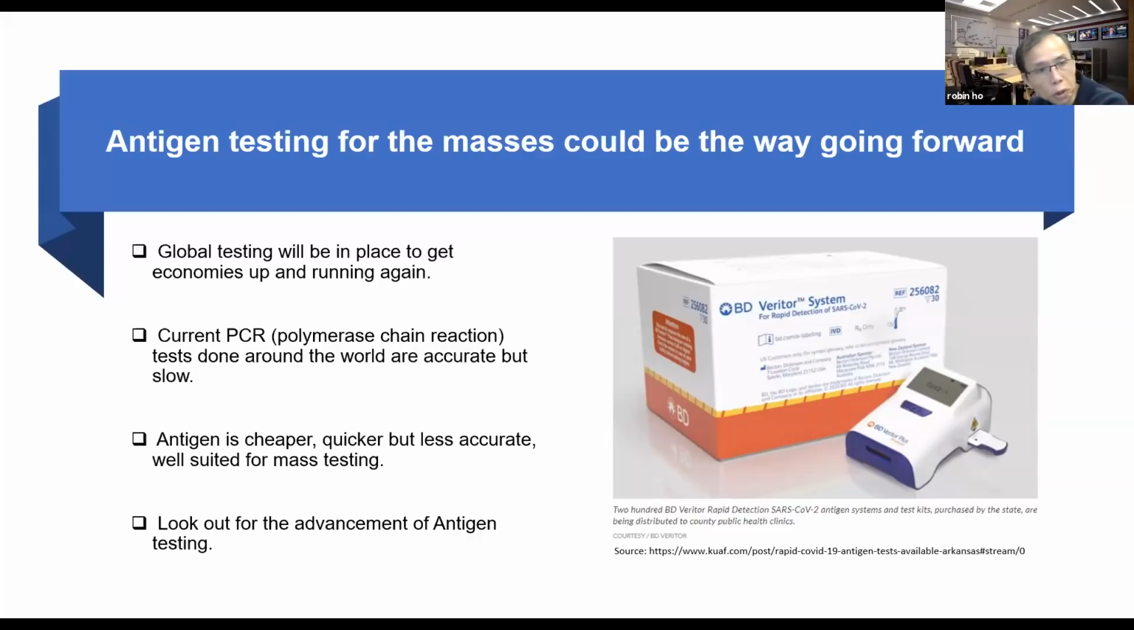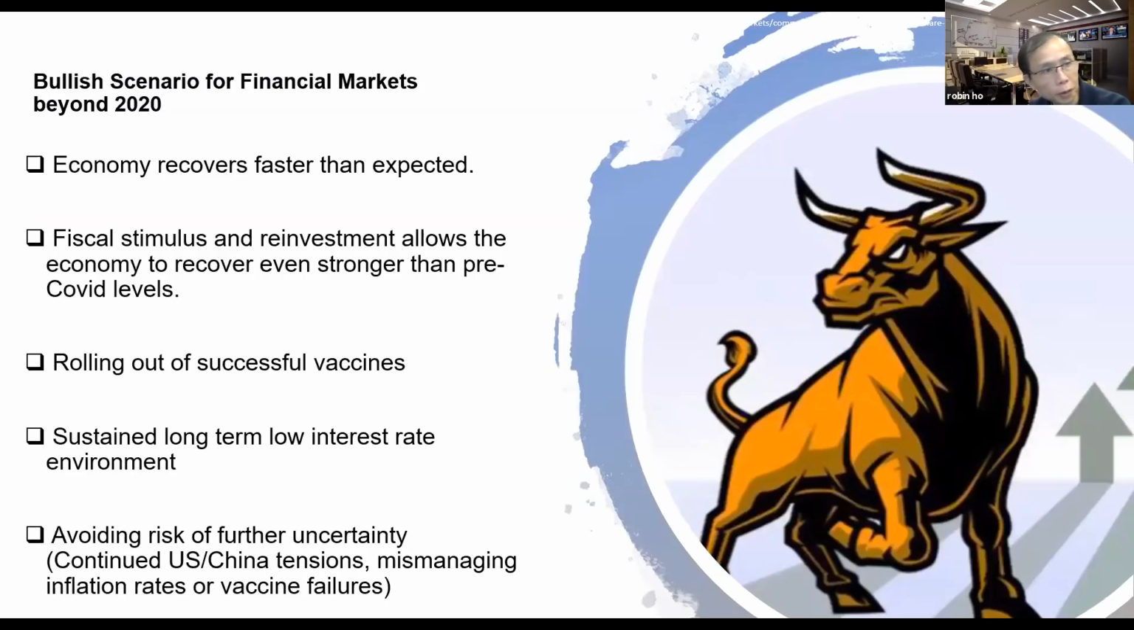All right, so there's a cheaper method that will soon be implemented for mass testing. That is an antigen testing method, which will be coming very soon. So look out for the advancement in antigen method. And once we have a good testing method and a good vaccine, we are going back to normal, and I believe we are going back to normal sooner than a lot of people think.